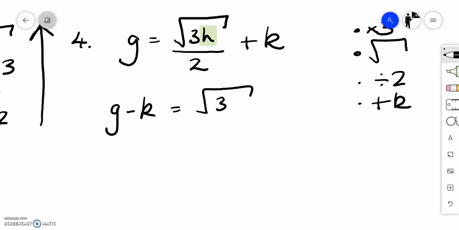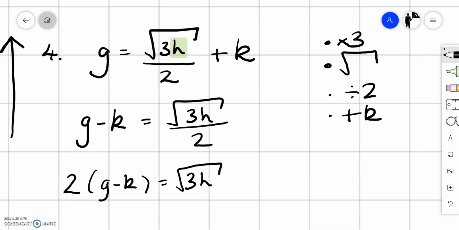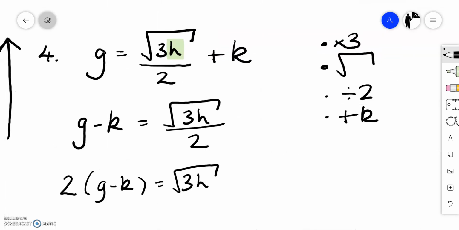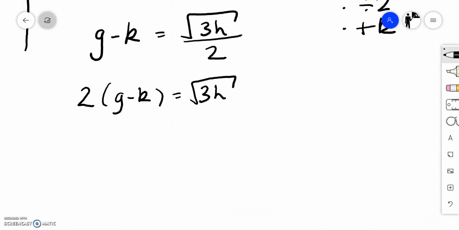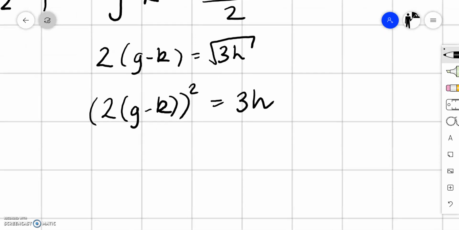That's going to be root 3h over 2. I want to do the inverse of dividing by 2. So I'm going to times both sides by 2. That's 2 lots of this side. I then want to do the inverse of the square root. So I'm going to need to square both sides. I'm going to need to square this side. This is starting to look a bit complicated. So I'm squaring this side, and that equals 3h.